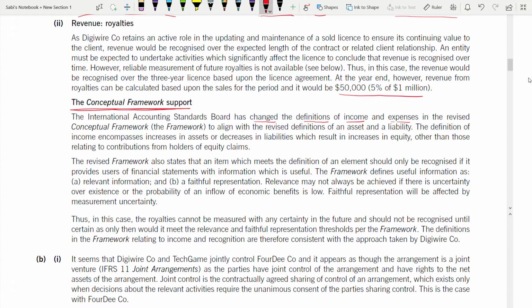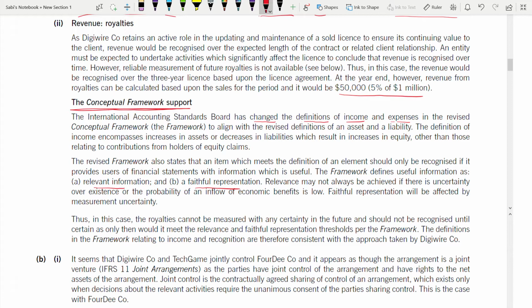So the revised framework also states that an item, which means the definition of an element, should only be recognized if it provides users of financial statements with information which is useful. All these are from the framework only, so I can quickly read it. Nothing new. Framework defines useful information as what? Relevant and faithful representation. When you say information is useful, don't forget to mention it's relevant and it's faithful. These two properties have to be there. You have to write it. Relevance may not always be achieved if there's uncertainty over existence or the probability of inflow of economic benefit is low. Faithful representation will be affected by measurement uncertainty.